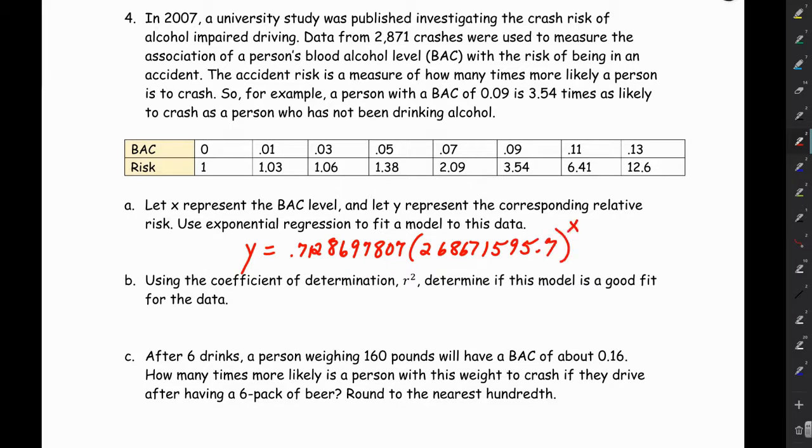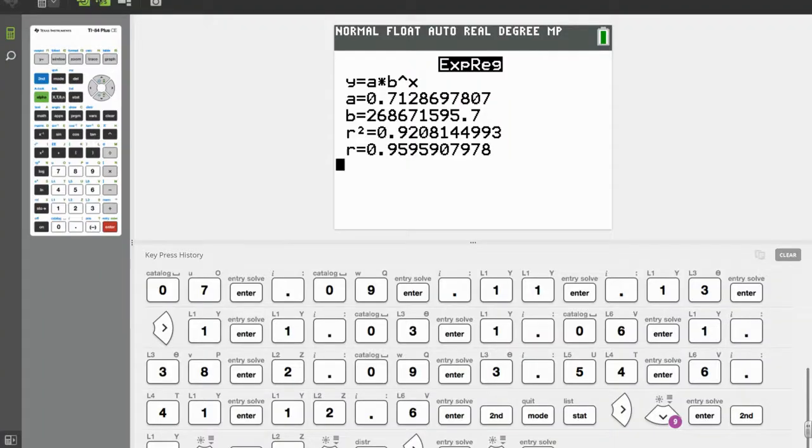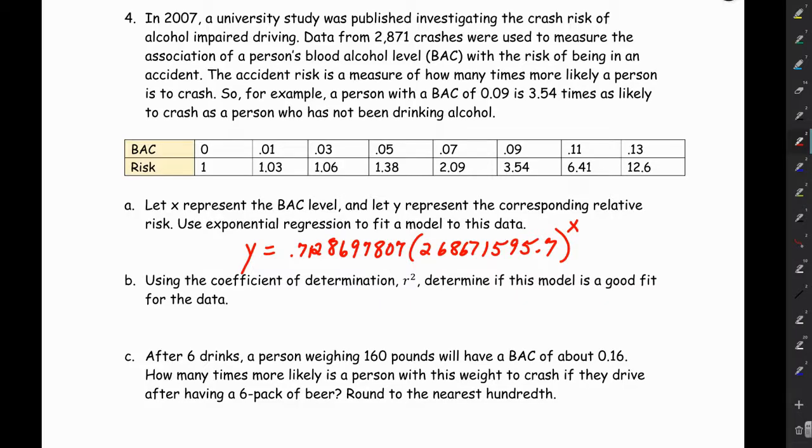Using the coefficient of determination, determine if this model is a good fit for the data. Well, we see that our R-squared value is 0.921, so let's write that down. 0.921 is really close to 1, so we're going to say yes, this is a very good fit.